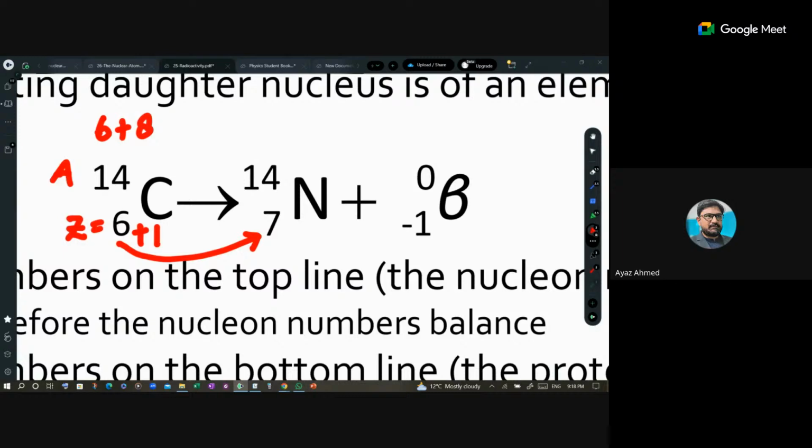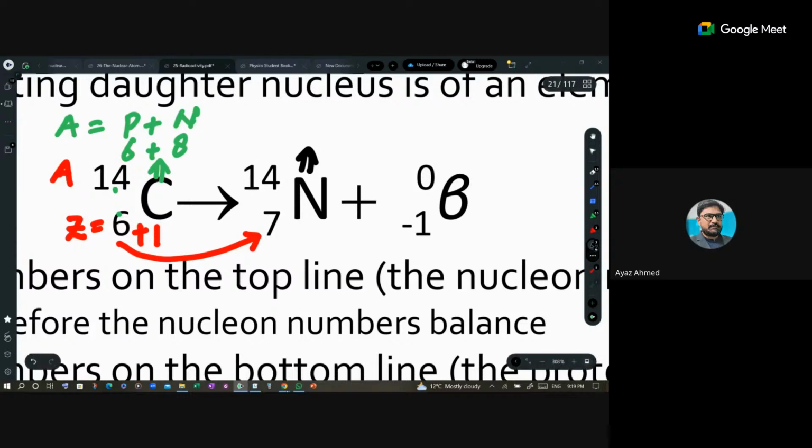If I explain in detail, what was this? A consists of protons and neutrons. So your protons were 6. It means how many neutrons would be there? Number of neutrons is A minus Z, right? 14 minus 6, so it would be 8. This is the carbon's nuclide notation.